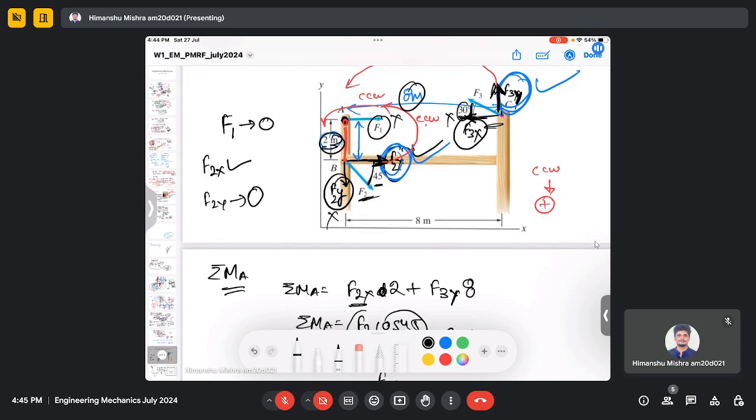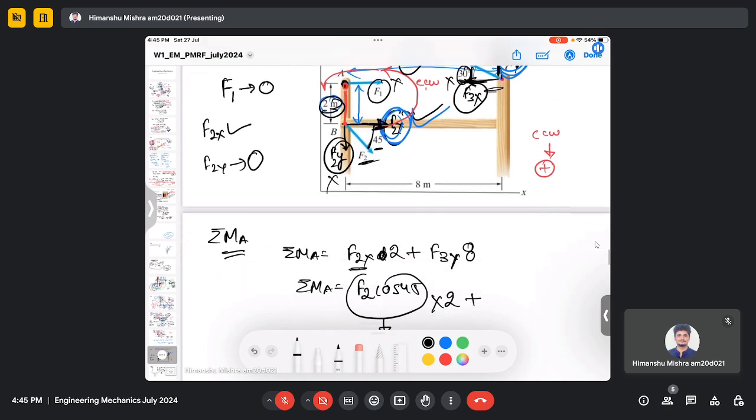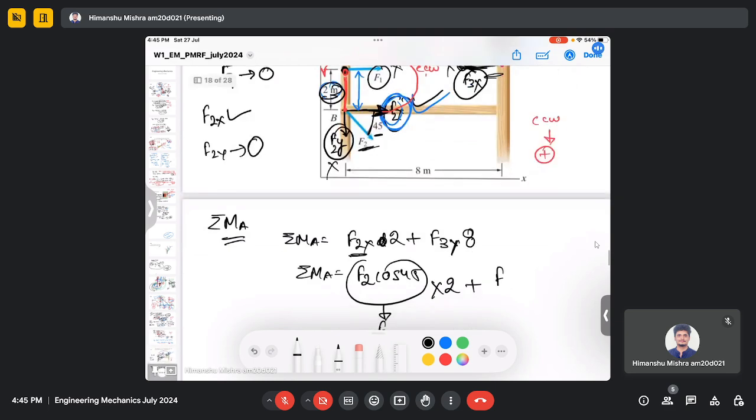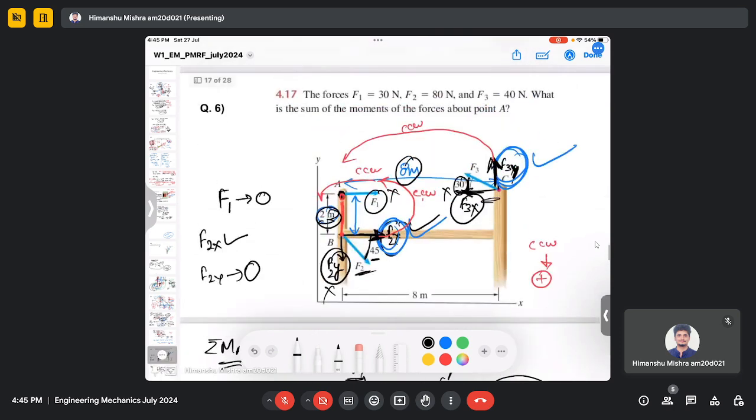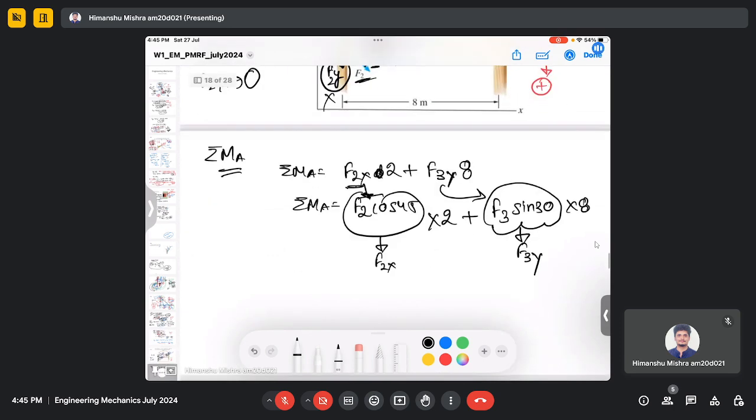It's making angle 30 from the horizontal axis, so it is F3 sine 30. This is my F3y, multiplied by 8. So this is this, and F2x is this. And we have been given F2 and F3 as 80 and 40 respectively.